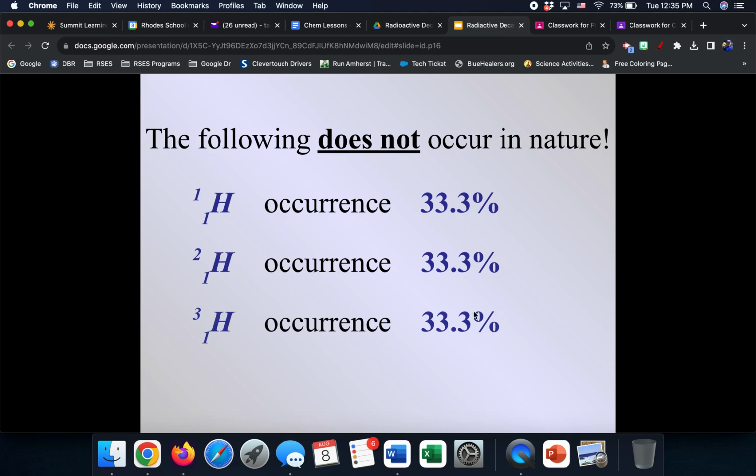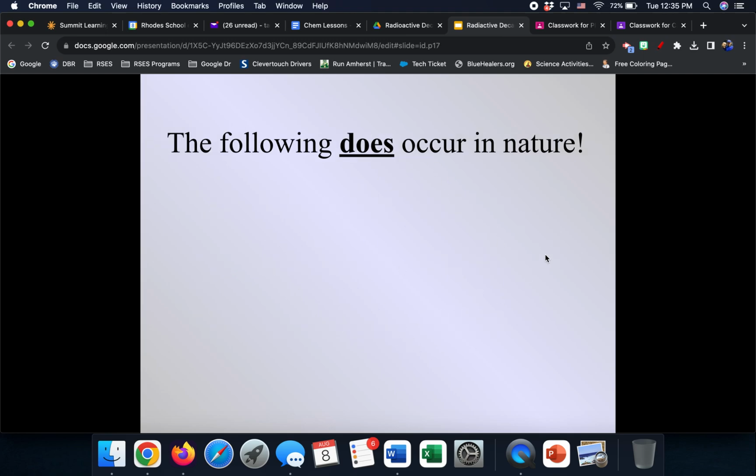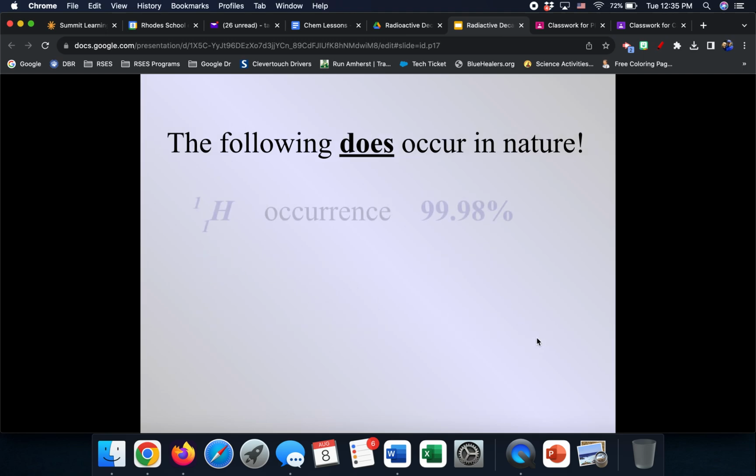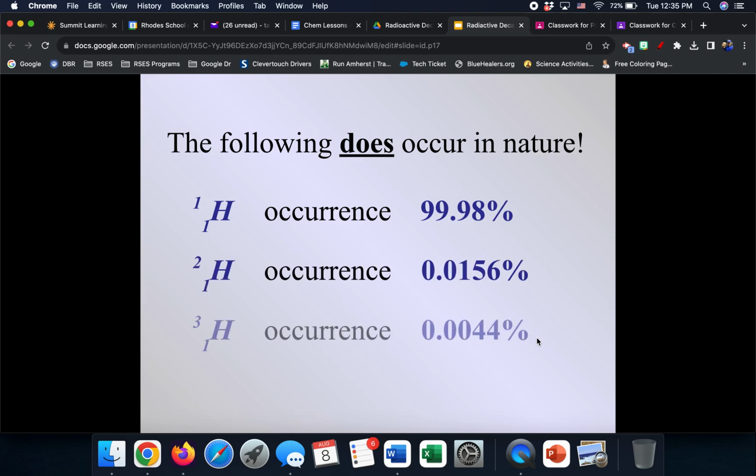This is not true in nature, but if it were true, if a third of them occurred as each of these, when you average that together, the atomic mass would actually be 2, because you have as many 1s, 2s, and 3s. I'm sorry, 0, 1, and 2 neutrons, so 1 would be the most common here. But that's not the percentage they actually occur. This is the percentage they occur.